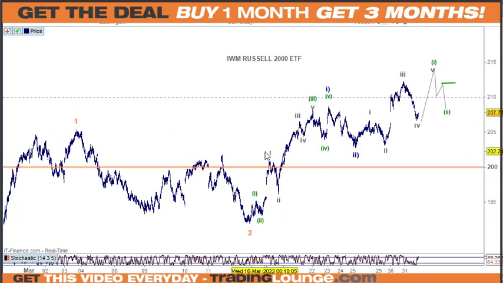So 1, 2, 1, 2, 3, 4, 5 for third, fourth and fifth, as 1 and 2, and then 1 and 2 here. The fourth is really pulled back, but we know it's a fourth because all the other markets are in fourth. It's sort of overlapped wave 1 a little bit, but you've got to be a little bit philosophical about these things at times.